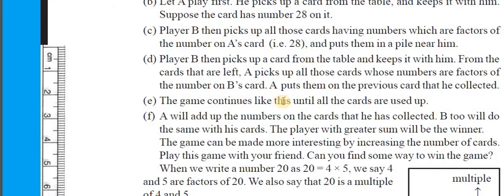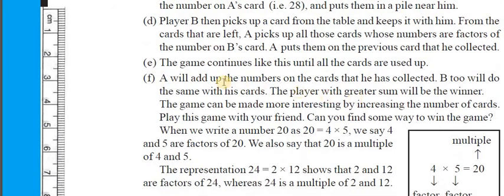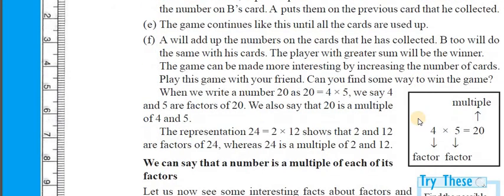The game continues like this until all the cards are used up. A will add up the numbers on the cards that he has collected, and B too will do the same with his cards. The player with the greater sum will be the winner. The game can be made more interesting by increasing the number of cards. Play this game with your friend. Can you find some way to win this game?